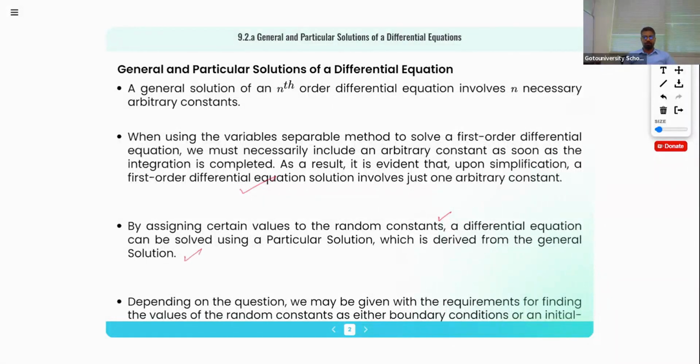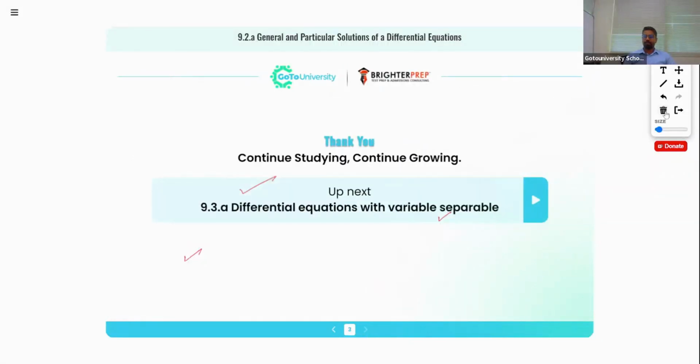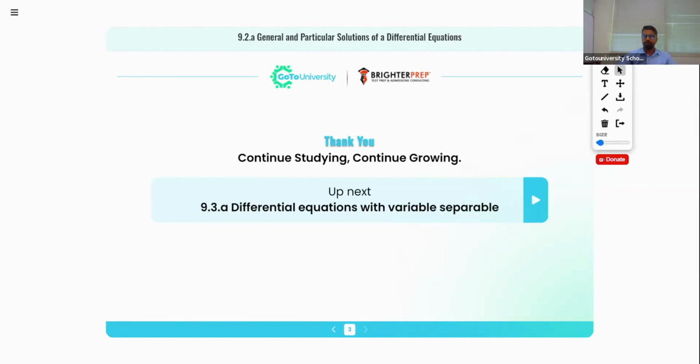So when we have some values to substitute in the general solution of the differential equation, we will be able to find the value of the constant. Then it becomes a particular solution. Depending upon the question, we may be given the requirements for finding the values of the arbitrary constants as either boundary conditions or initial conditions. Let's see what that means by understanding through some questions and examples.